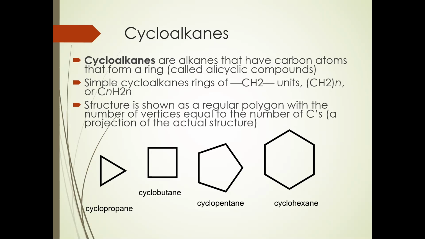Cycloalkanes. Cycloalkanes are alkanes that have carbon atoms that form a ring, called alicyclic compounds. Simple cycloalkanes are rings of CH2 units, (CH2)n or CnH2n. The structure is shown as a regular polygon with the number of vertices equal to the number of C's, as a projection of the actual structure. As you can see here, cyclopropane, cyclobutane, cyclopentane, and cyclohexane, and you can go on.